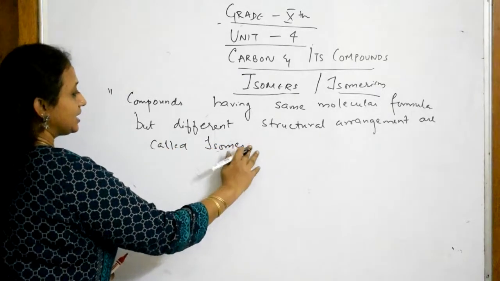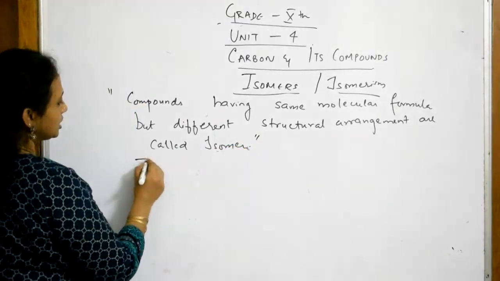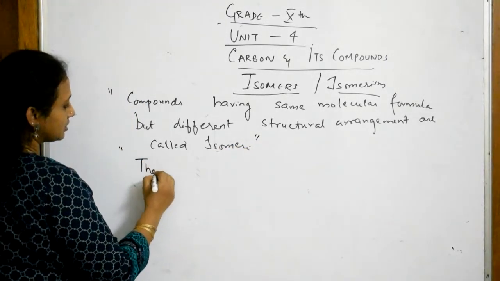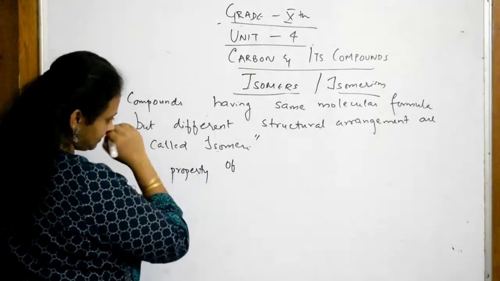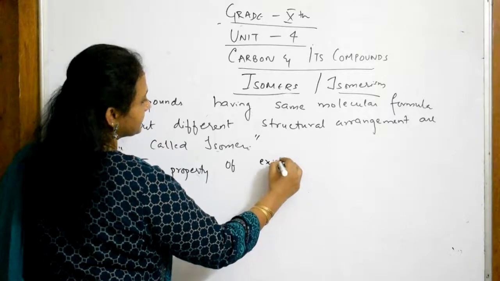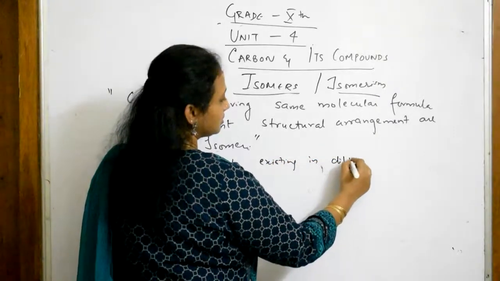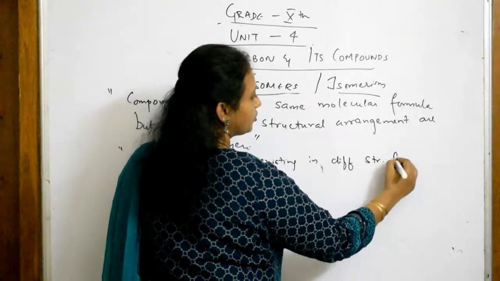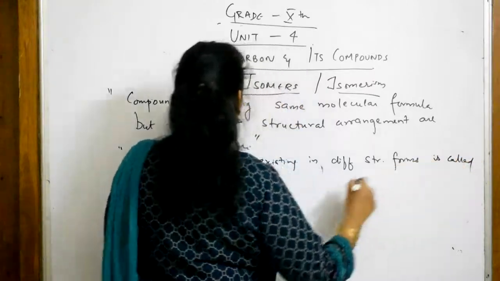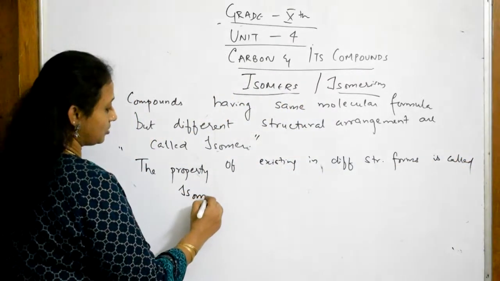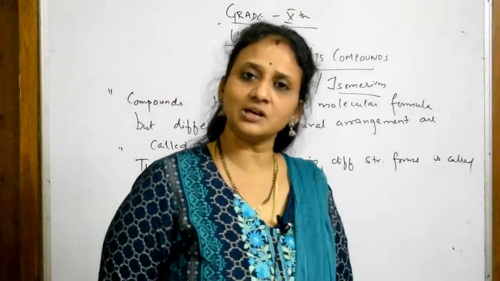Let us understand. Now I should also know what is isomerism, right? Let us write that also. The property of existing in different structural forms is called isomerism, or different structural forms with the same molecular formula is called isomerism.